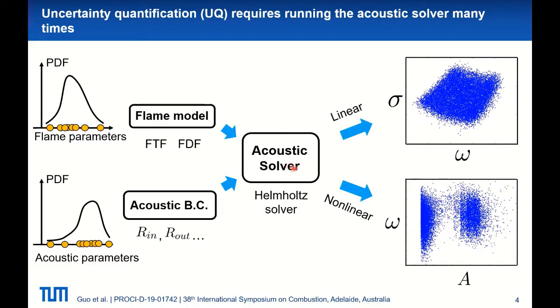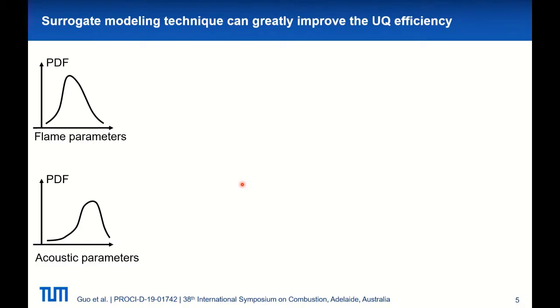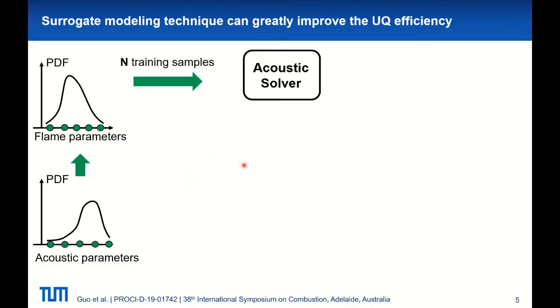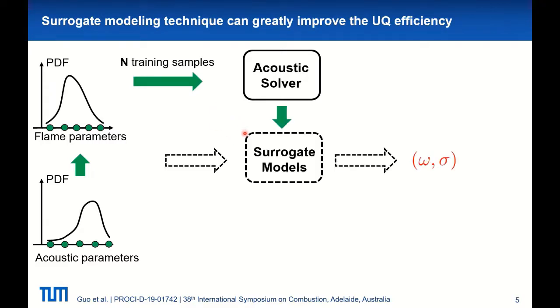This is an expensive approach since the required sample size is huge, and running the acoustic solver this many times is just not practical. So to reduce this computational burden, we could employ surrogate modeling techniques. The idea is simple. We carefully select some samples of flame and acoustic parameters and use the acoustic solver to calculate their corresponding mode eigenvalues. Based on this training dataset, we can train two surrogate models, which take in flame and acoustic parameters and output the approximated mode frequency and growth rate values.